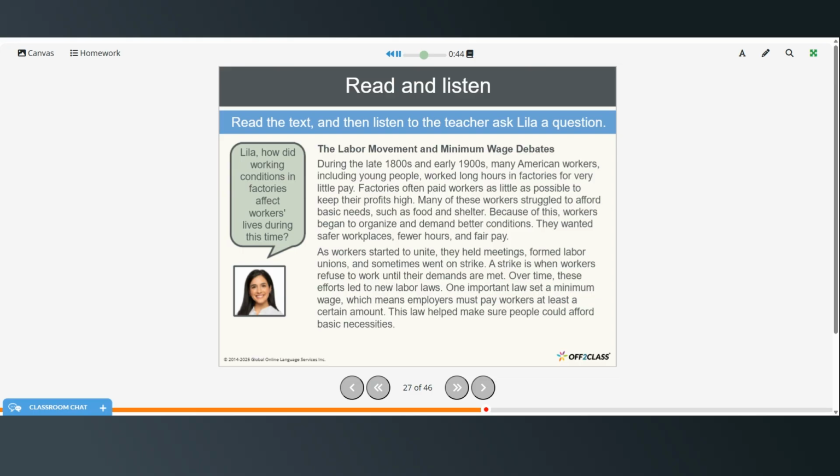As workers started to unite, they held meetings, formed labor unions, and sometimes went on strike. A strike is when workers refuse to work until their demands are met. Over time, these efforts led to new labor laws. One important law set a minimum wage, which means employers must pay workers at least a certain amount. This law helped make sure people could afford basic necessities.